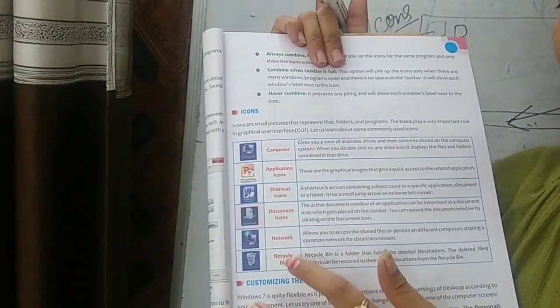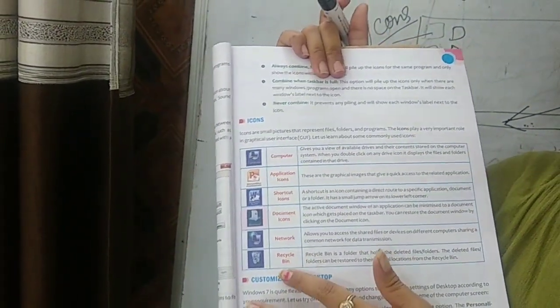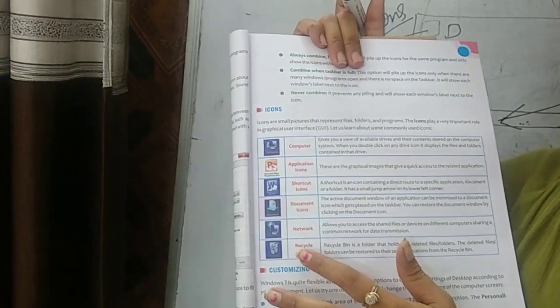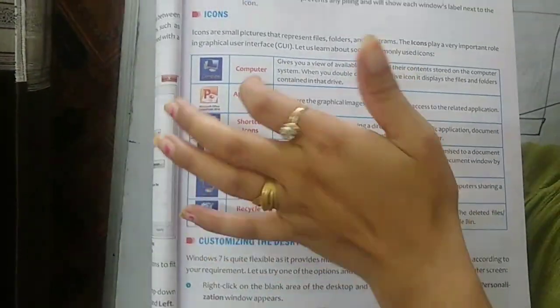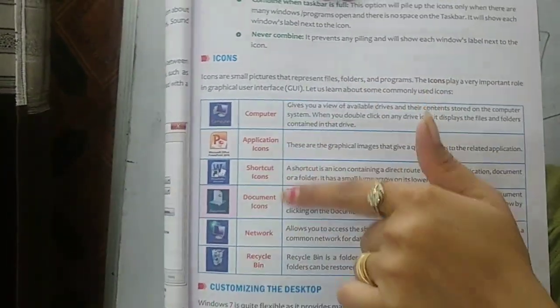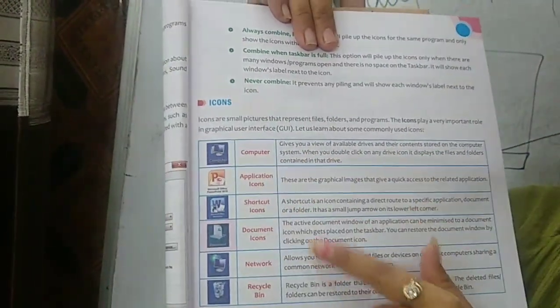The Recycle Bin is there. It stores all deleted files and folders of your computer. Whatever you delete from your computer will be stored in the Recycle Bin icon. So these are some common icons which are present on the desktop of your computer. When you open your computer, these icons are shown.